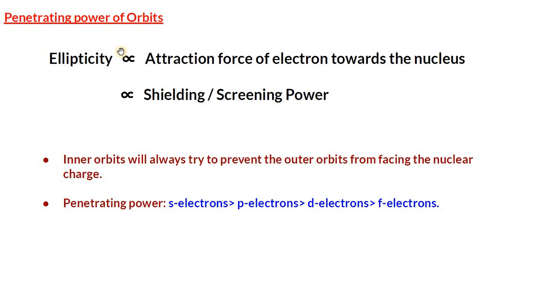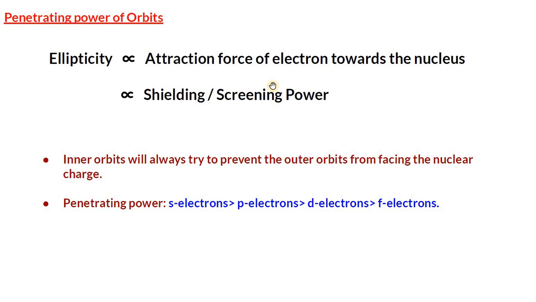So you are familiar with the term ellipticity. How much is it elliptic? So if ellipticity increases, the attraction force of the electrons towards the nucleus increases. And also if ellipticity increases, the shielding power or screening power of the orbits, that means of the electrons present in that orbit, also increases. So ellipticity is proportional to the attraction force between nucleus and electron, which is proportional to shielding or screening power, that is penetrating power.